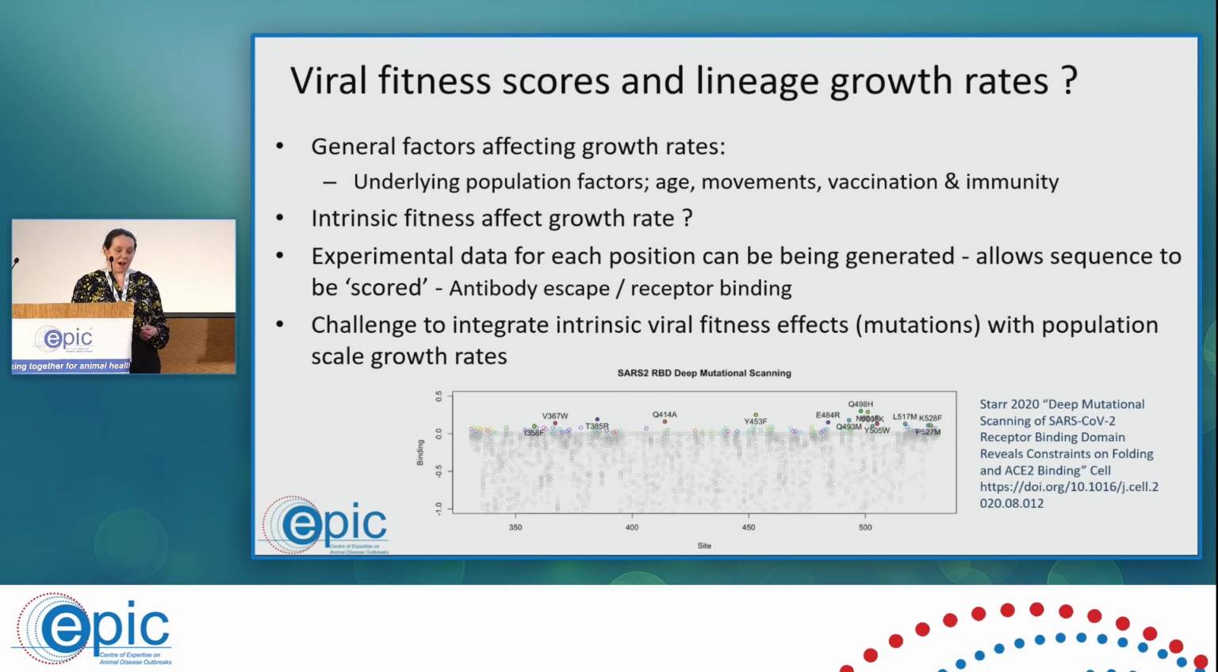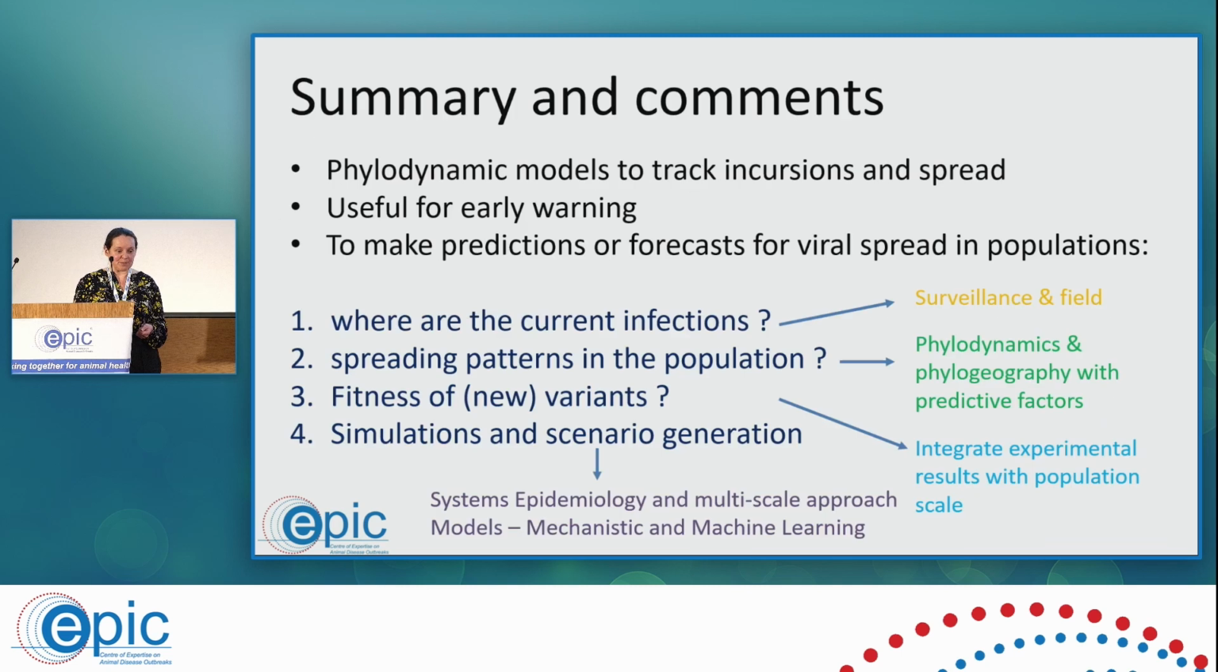So to try to understand that, what you really have to do is integrate experimental data together with it as well. And there are experimental techniques which can tell you, in relative terms, the fitness of one virus compared to another virus if it contains a certain mutation. Some of these experiments are done for SARS-CoV-2 already. Some of these experiments are also being done for avian influenza as well. And so the challenge now is really to integrate this experimental intrinsic virus fitness effects with these population scale growth rates in order to be able to work out which lineage might be winning out in the end.